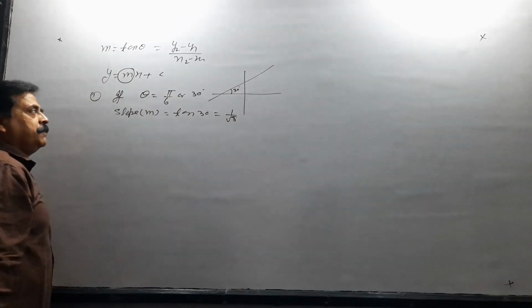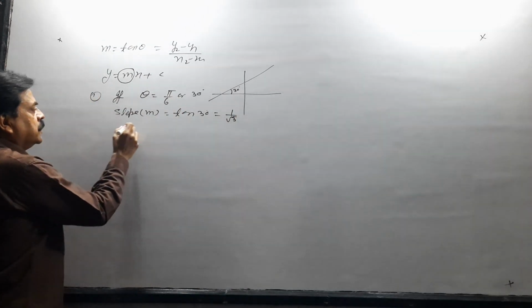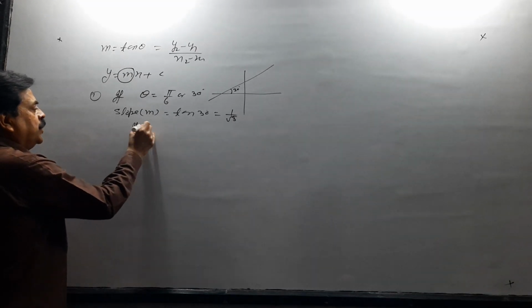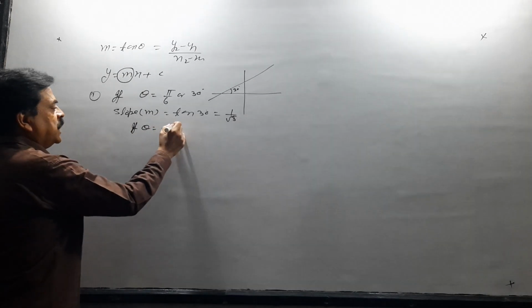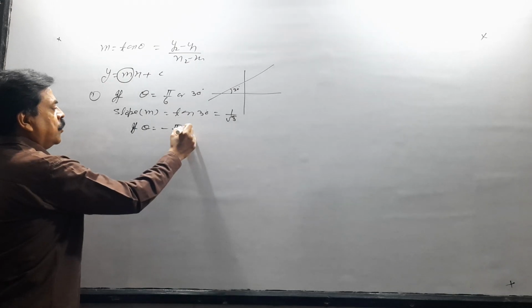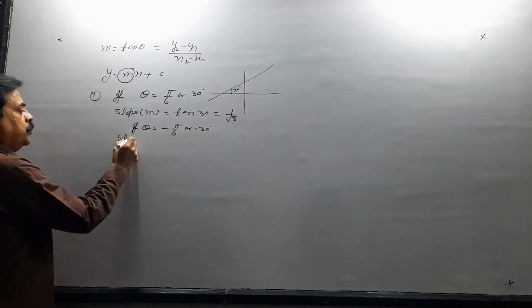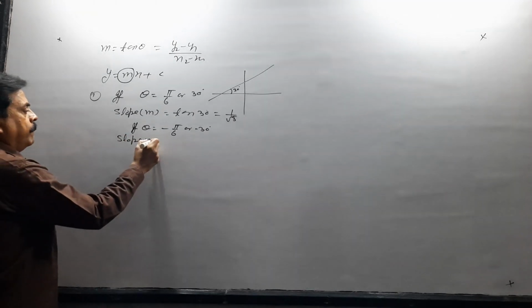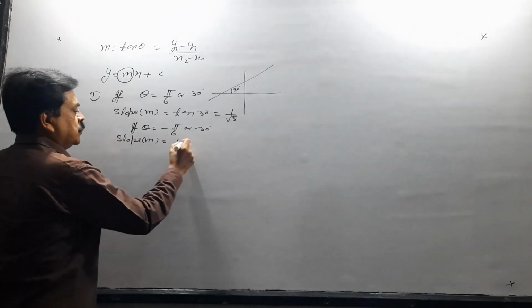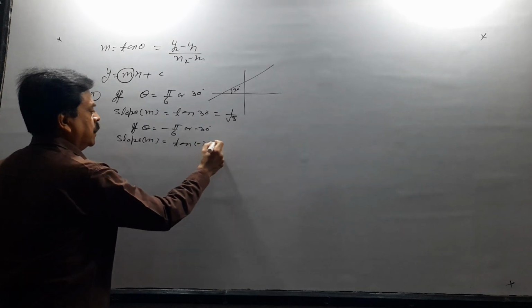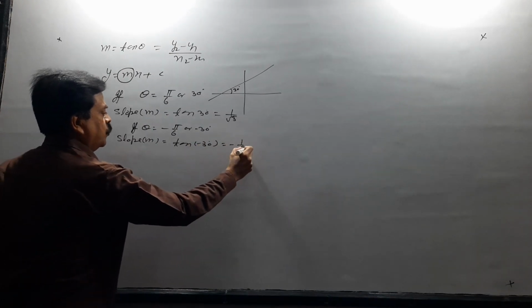If theta is negative, like if theta equals minus pi by 6 or minus 30 degree, then slope m equals tan minus 30 degree, and that is minus 1 upon root 3.